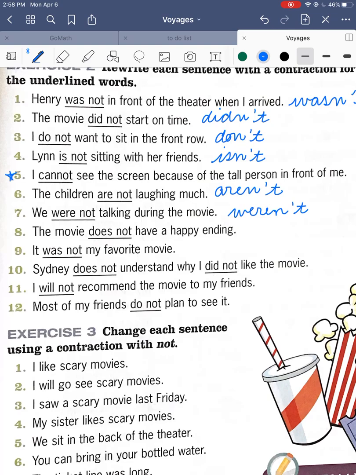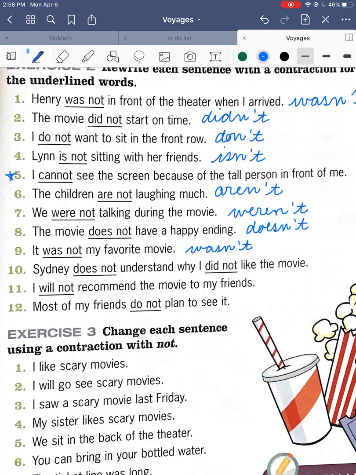The movie does not have a happy ending. It's going to be doesn't. It was not my favorite movie. It wasn't my favorite movie.